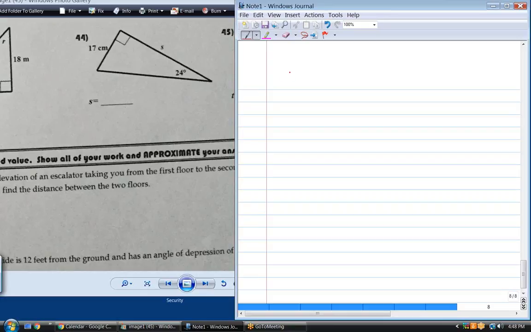This one will be the tangent of 24 equals 17 over s. Good. And then inverted tangent of... Hold on. No, okay, you don't need to use the inverted.